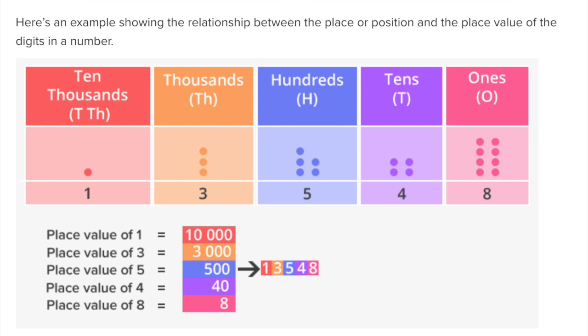So we're going to start from right, moving over to the left. So we have the ones position, which is represented by an O. We have the tens represented by a T, hundreds represented by an H, thousands represented by TH, and 10,000s represented by T and TH.